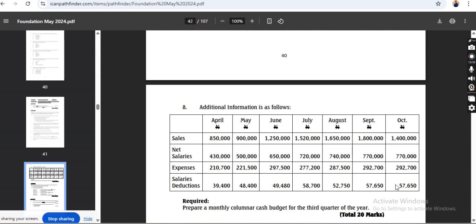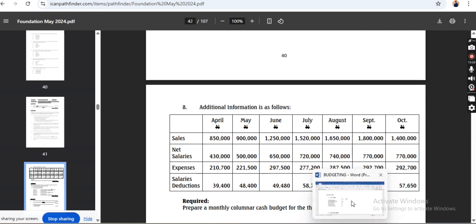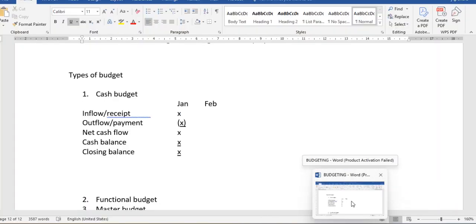Prepare a monthly columnar cash budget for the third quarter. So don't forget, when you want to prepare a cash budget, any day, there is a format to that. Your inflow, which is your receipt, you minus your outflow, which is your payment. You have your net cash flow. If you have a cash balance brought forward, you add it or subtract it. It depends. If it's an overdraft, you subtract. If it's a cash balance, you add it. Then you have your closing balance.